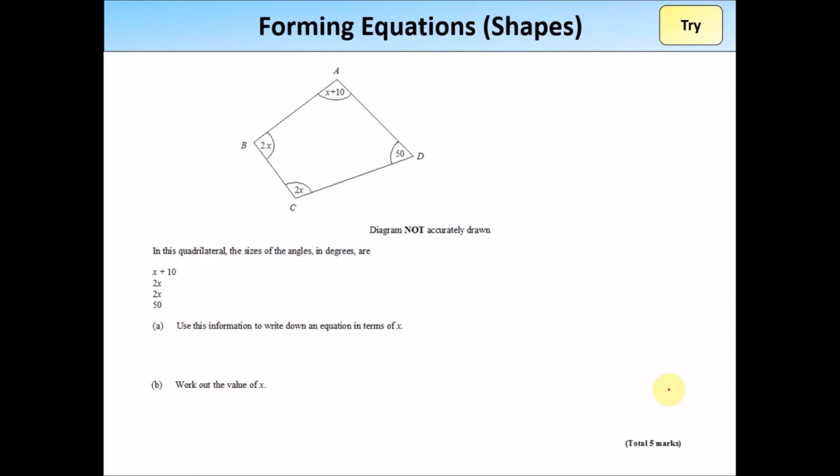So the question here, you've got a 4-sided shape. It says in this quadrilateral, the sizes of the angles in degrees are x add 10, it's up here, 2x, 2x, and 50. Use this information to write down an equation, I paused on that bit on purpose, in terms of x, and then work out the value of x. Pause the video now, please, guys, and have a go.